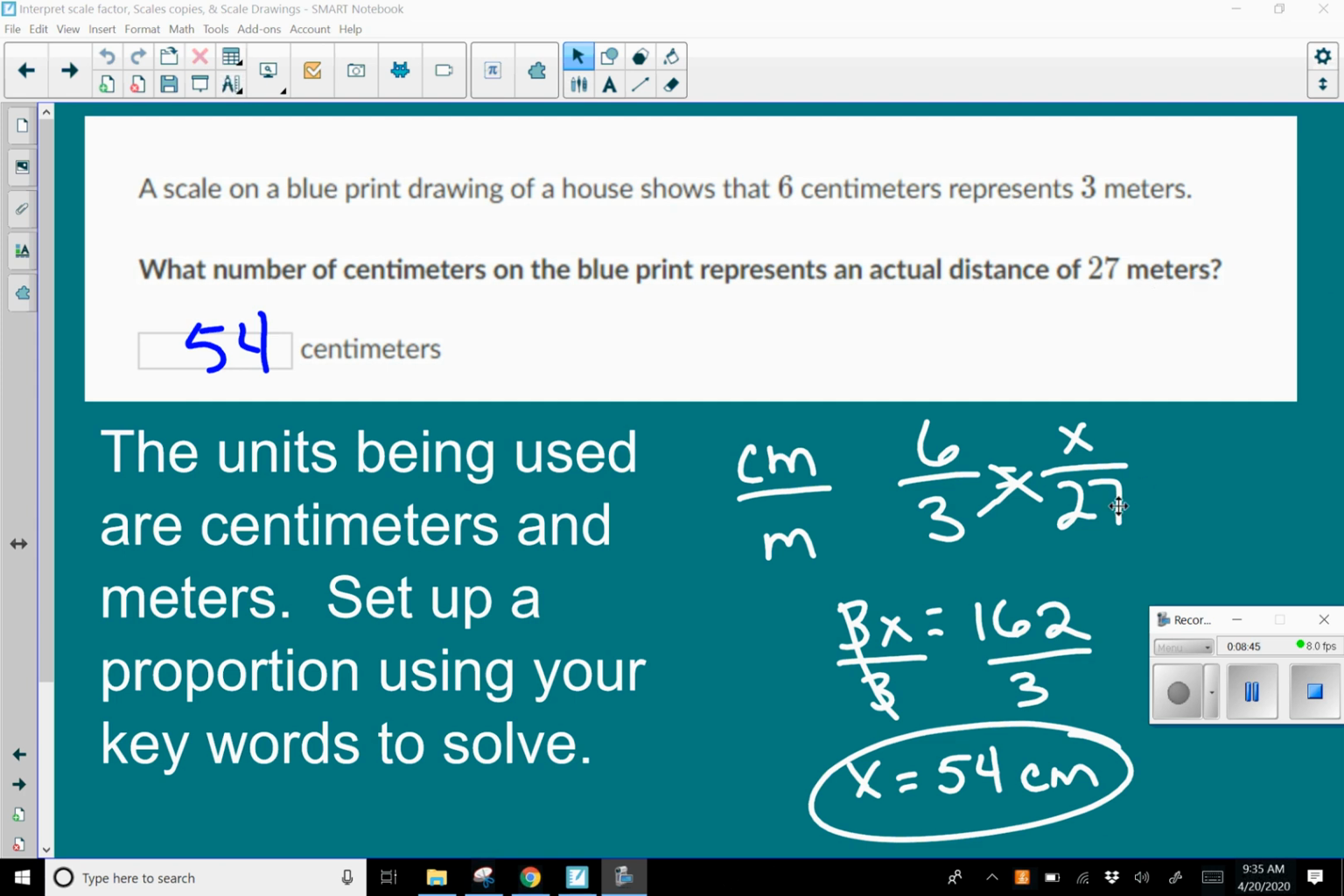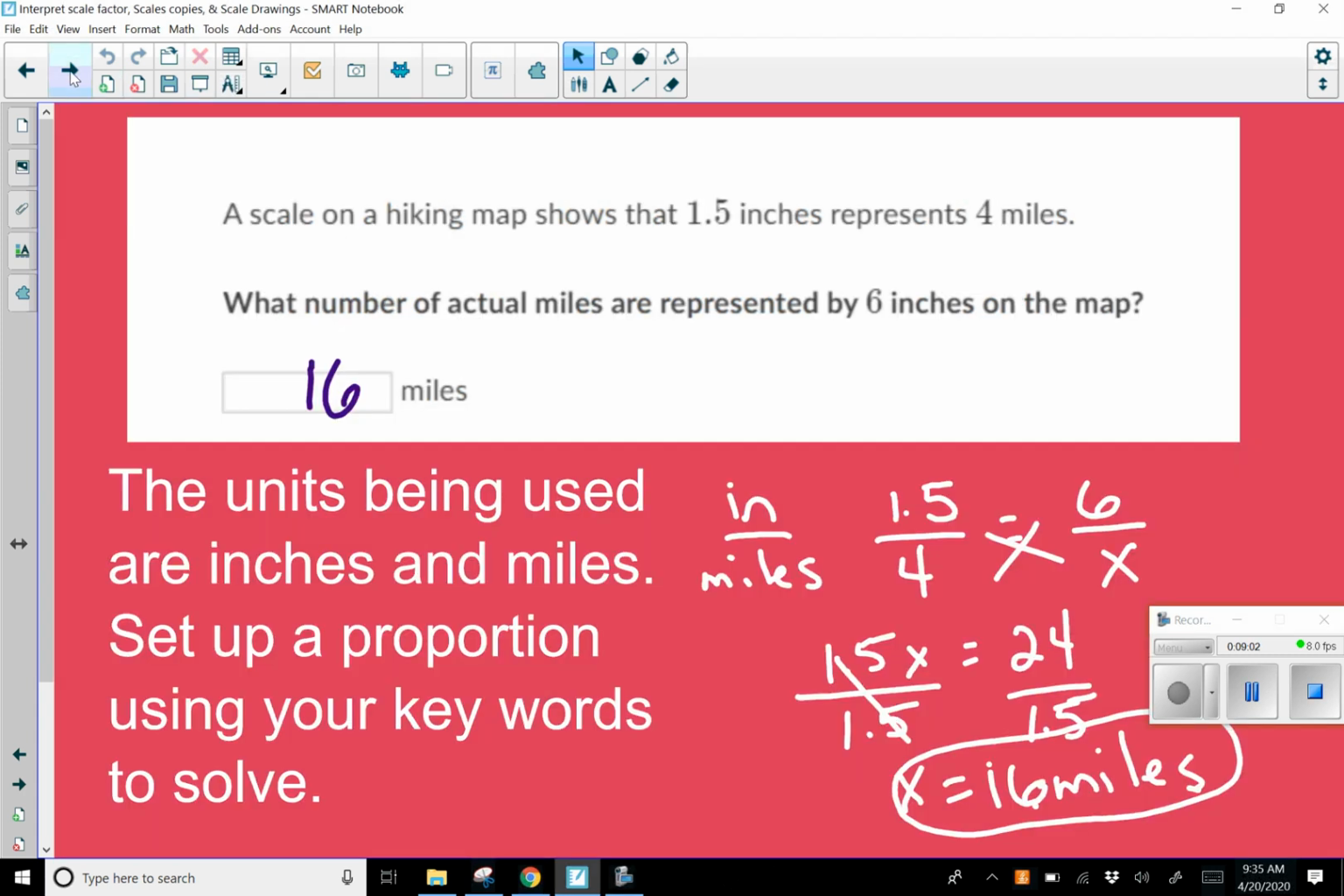Since it's meters, that means it's going to go on the bottom where we put meters, and x goes on top. Find your cross products. 3 times x is 3x. 6 times 27 is 162. And then we're dividing both sides by 3, leaving me with x equals 54 centimeters.